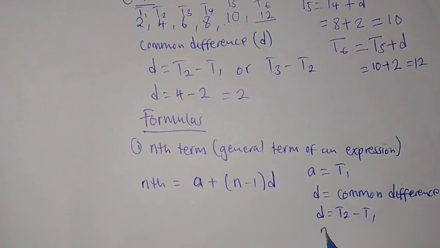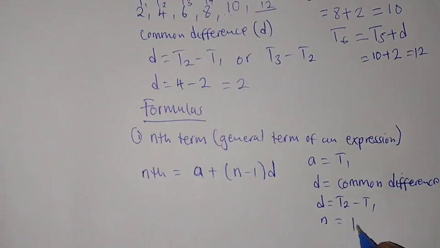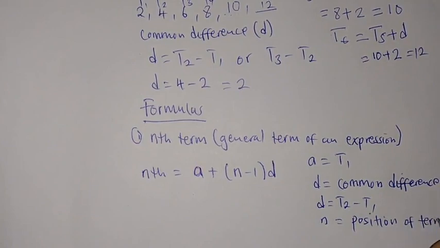This n is the position of the term. Sometimes they can say, can you find the sixth term? So n is 6, okay. So this is the formula that you must be aware of.